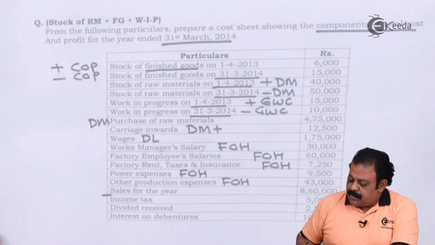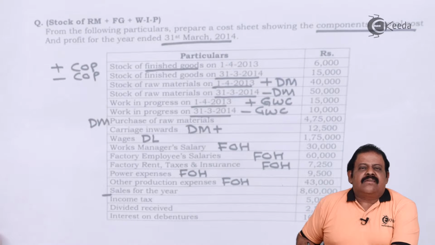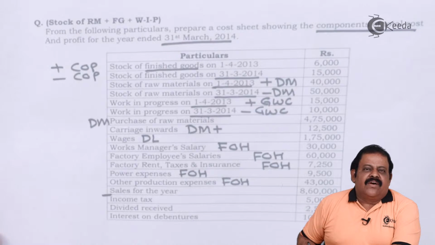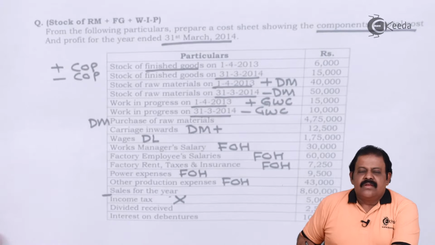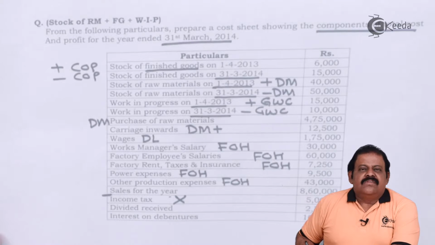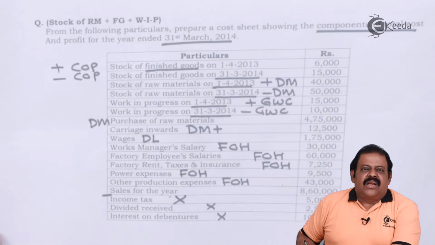Total sales figure is given. Income tax. Now it is an amount payable to government on profit or income earned by the manufacturer. Now this amount will not be included in the cost sheet. Dividend received. This is income on shares received by the manufacturer. This is an income for the manufacturer, but it will not become part of the cost sheet. Similarly, interest on debenture. It is an income from investment. It will not be forming part of the cost sheet.